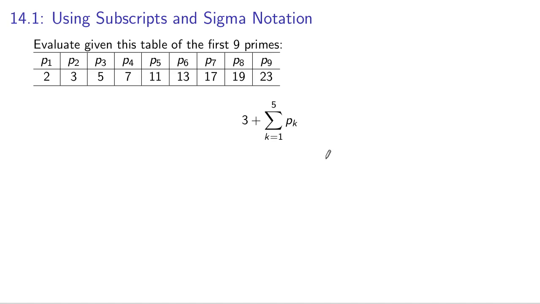Let's evaluate 3 plus the sum of the first 5 primes. So we already found the sum of the first 5 primes. It was 28. So we're going to find 3 plus 28, that's 31. Okay, so we can reuse our past results to save us time.